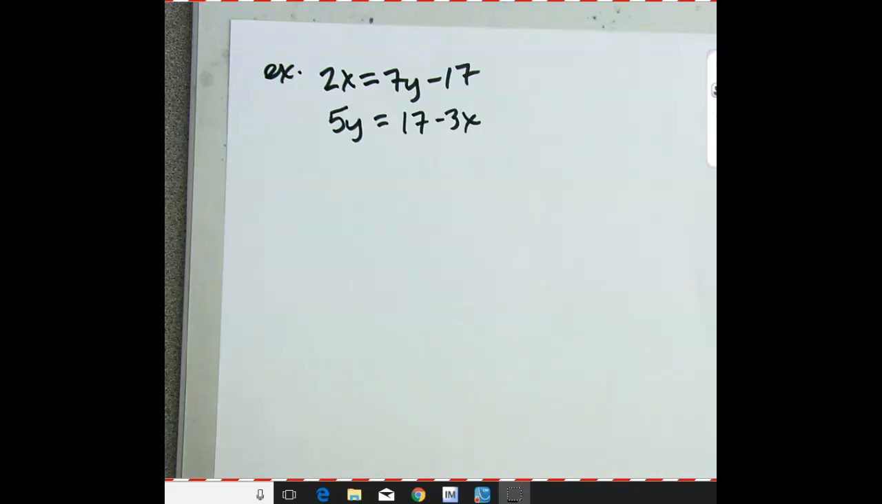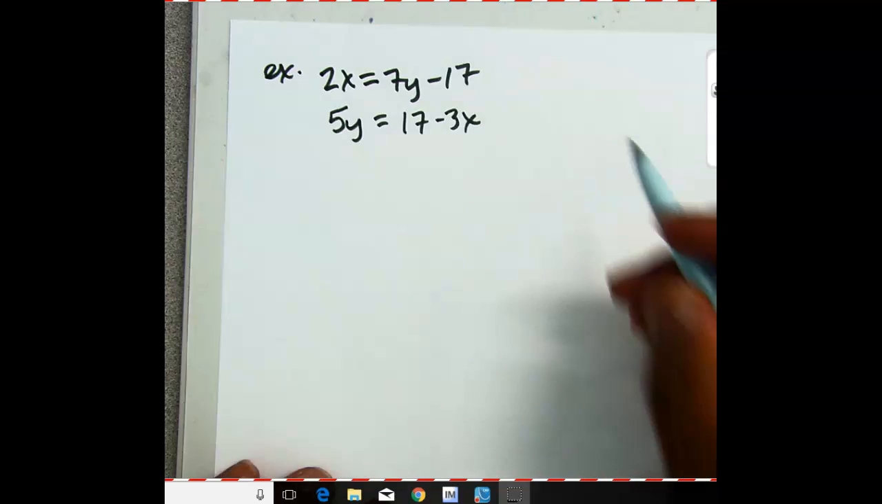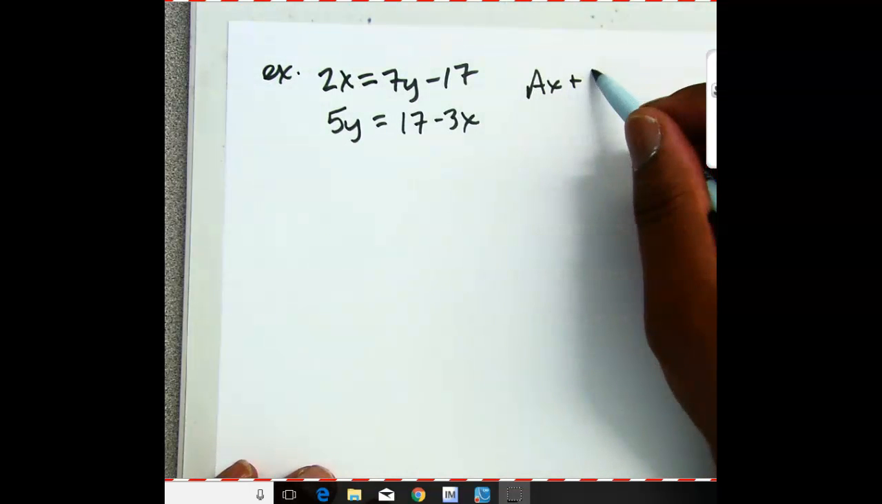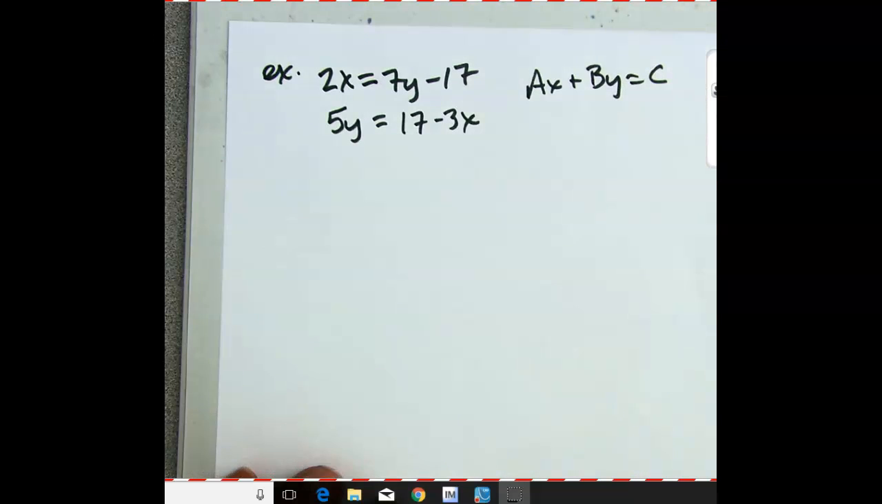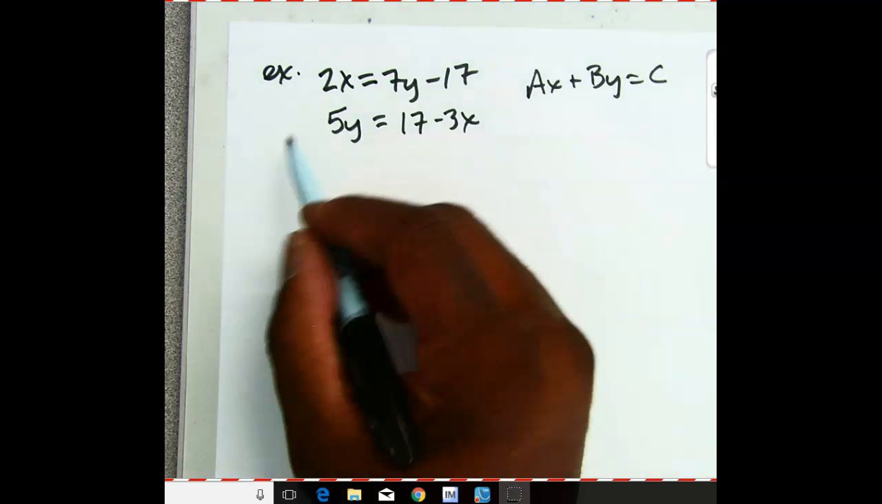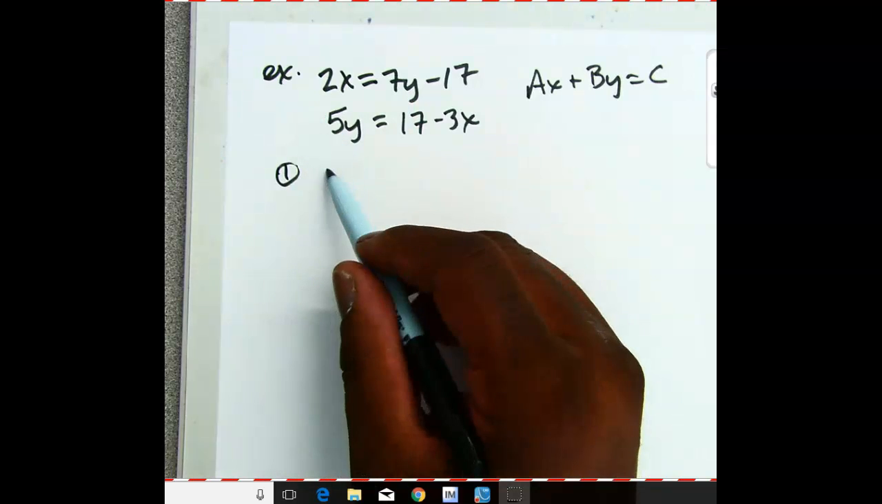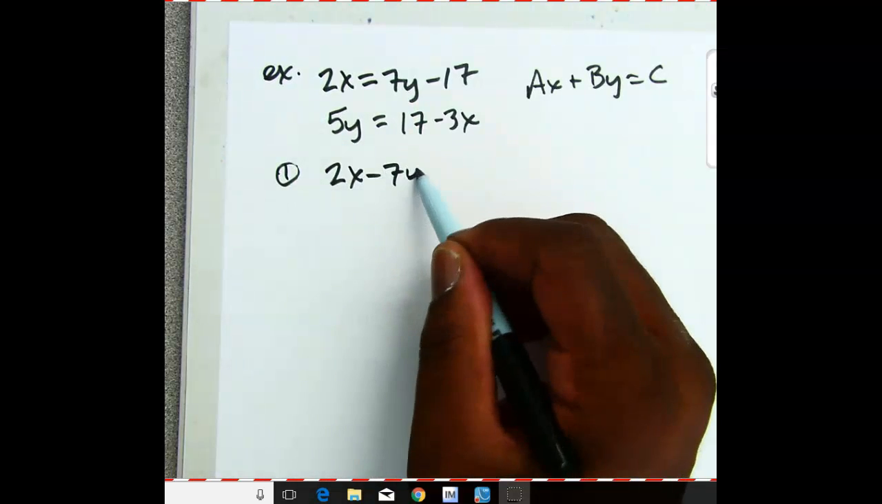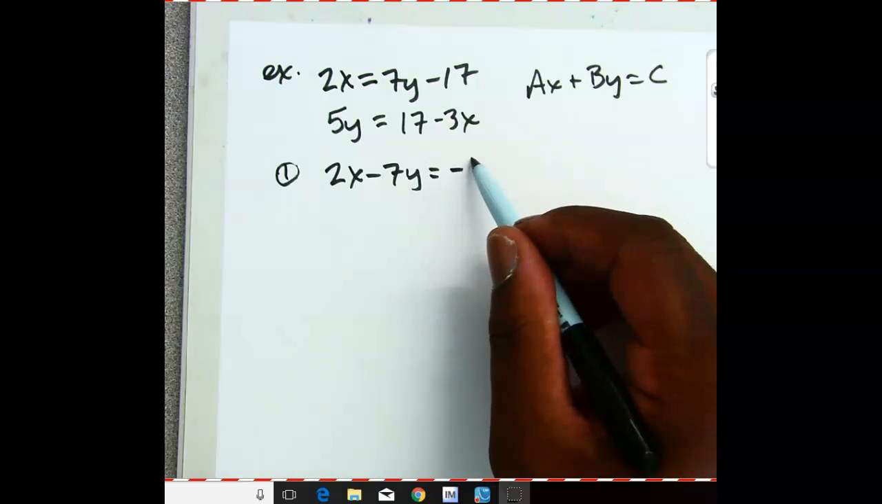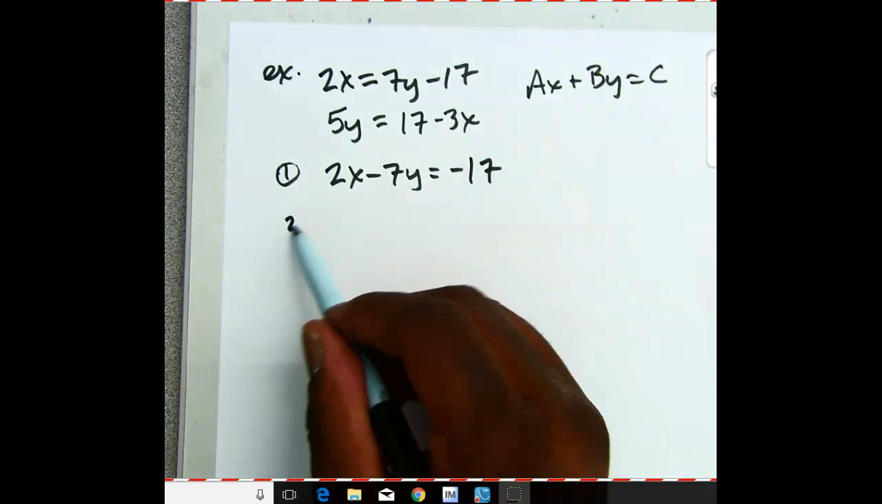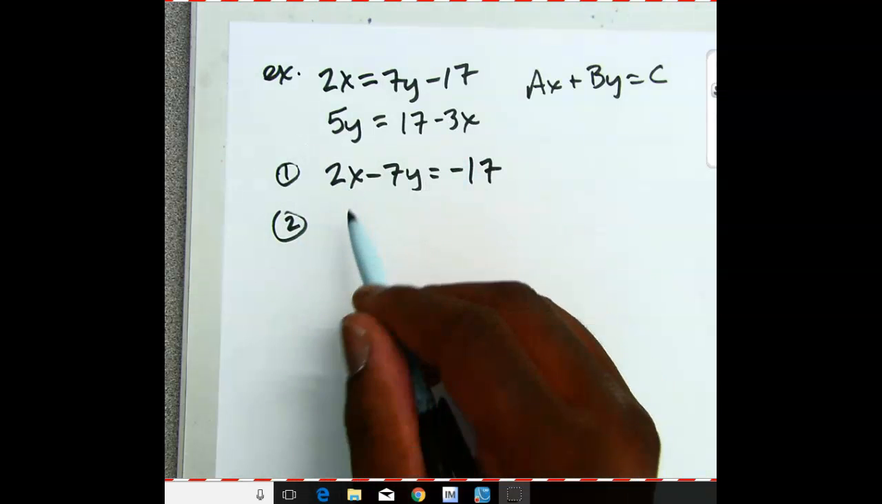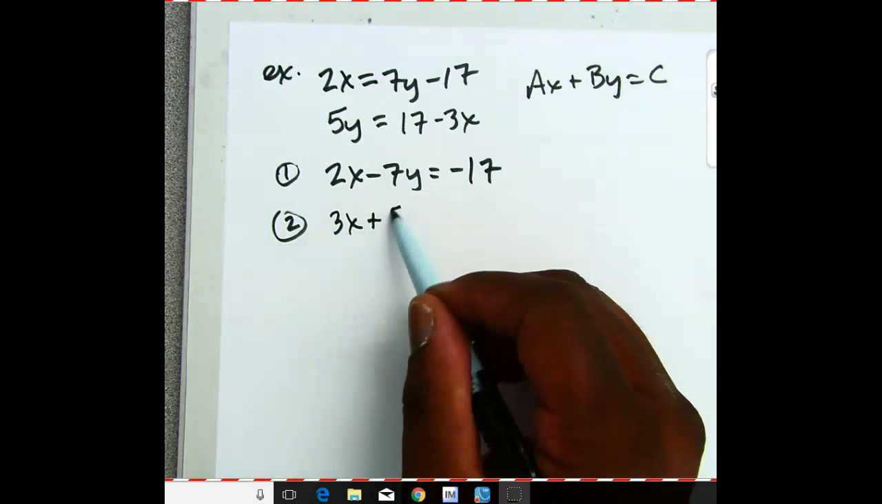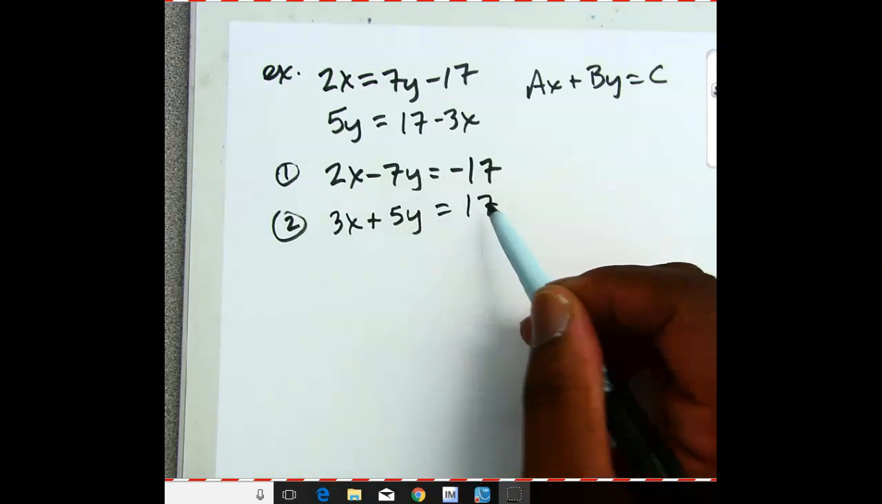All right, so this one you will probably use the elimination method. But the first thing we need to do is write it in this standard form here: a times x plus b times y is equal to c. So from equation 1, we're going to subtract 7y, and we end up with 2x minus 7y equals negative 17. For equation 2, when we add 3x to both sides, you're going to get 3x plus 5y equals 17.